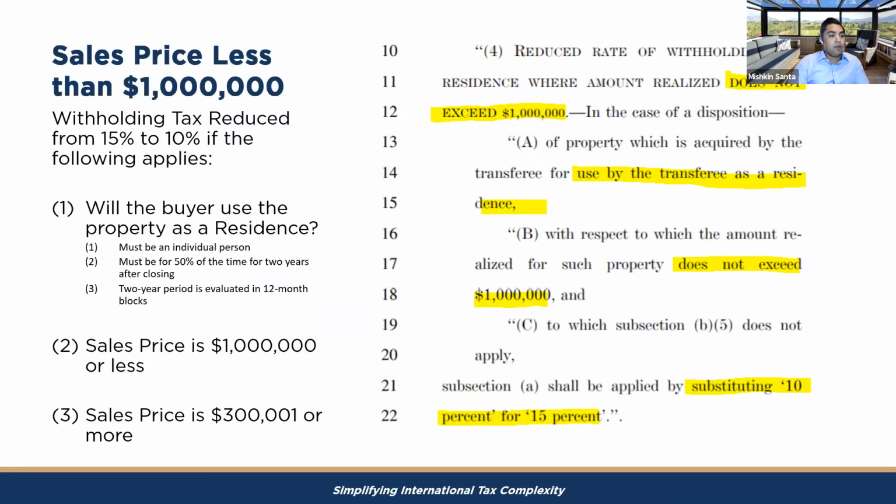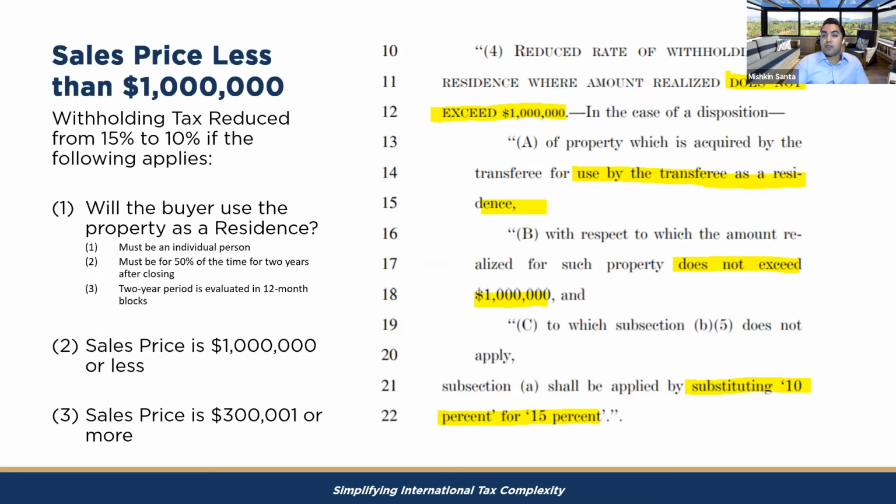Okay, so withholding tax. The withholding tax typically is reduced from 15% to 10% when certain things are met. And if you look at the right-hand side of the slide, you can see where it's indicating some of those changes. So first off, the buyer of the property must use the property as a resident, or at least have the intent to use the property as a residence. So the buyer must be an individual, not a corporation. They must use the property as a residence for 50% of the time over the next 2-year period.